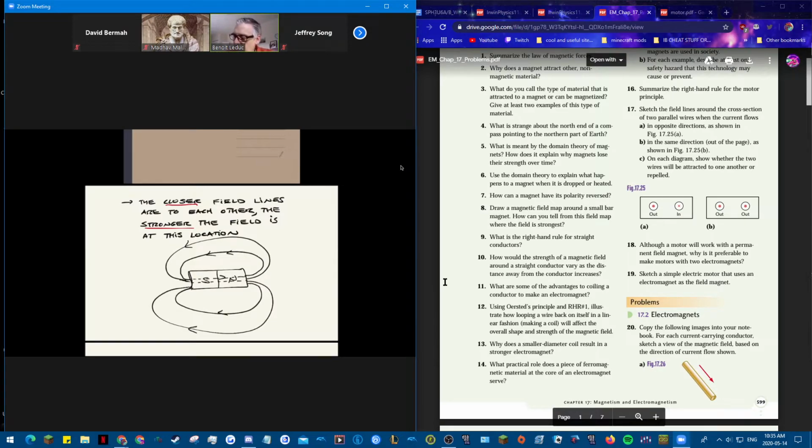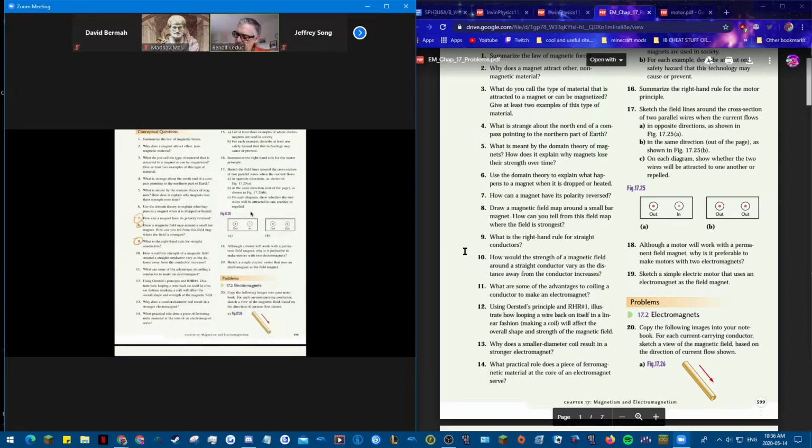And where would you expect the magnetic field to be strongest? Well, it's, of course, right here and right here, because you can see here that the field lines are very close together, right? Whereas here, they're farther apart. So when they're farther apart, the field is not as strong. Okay.